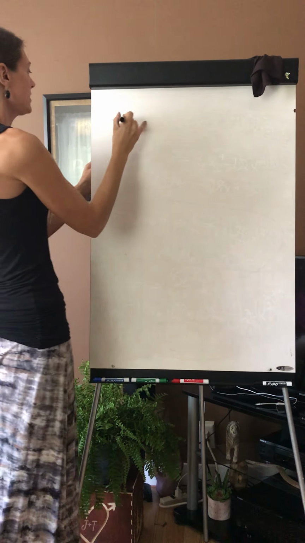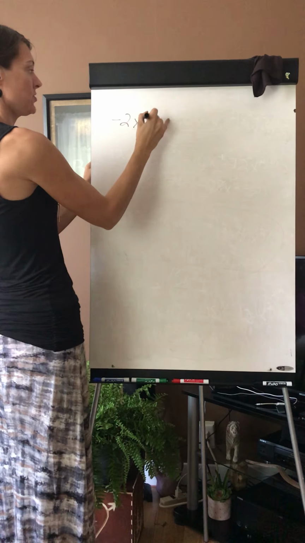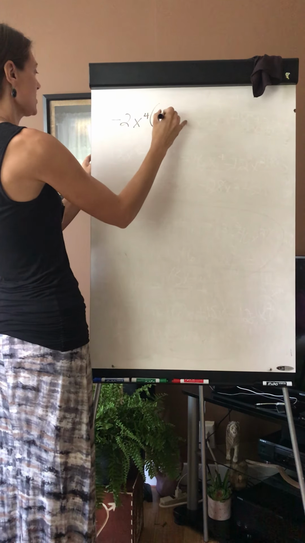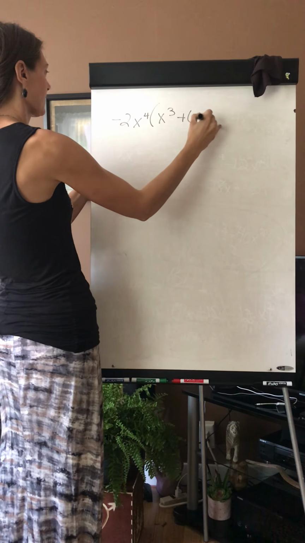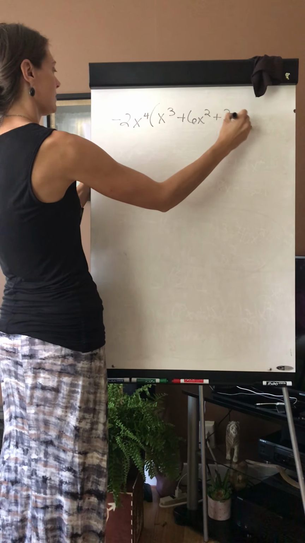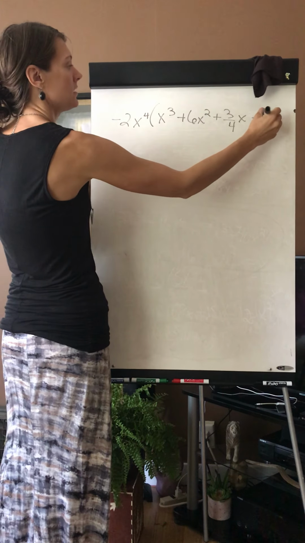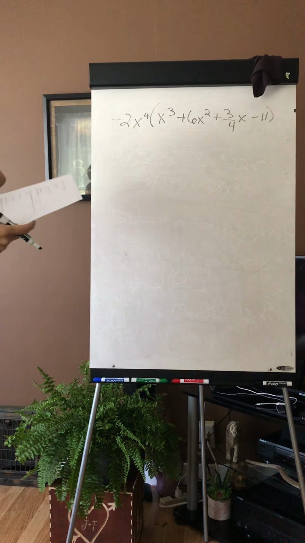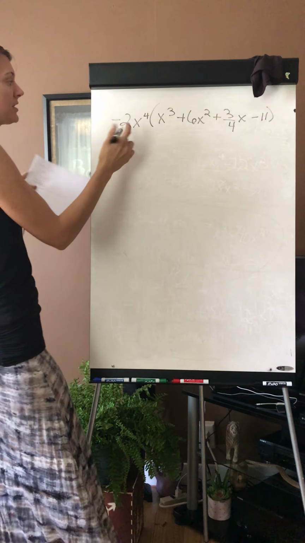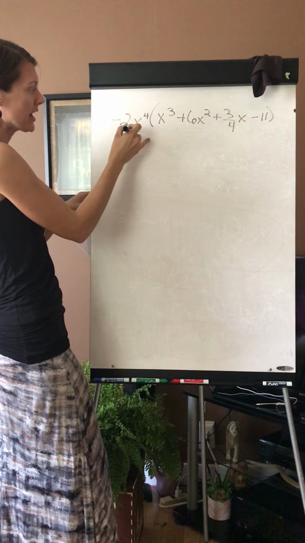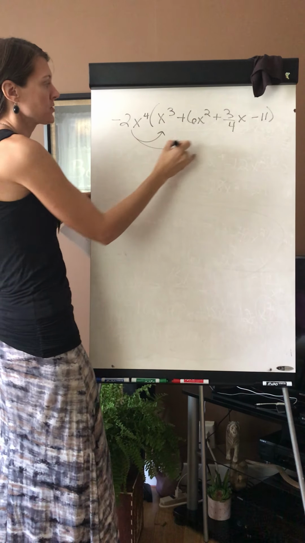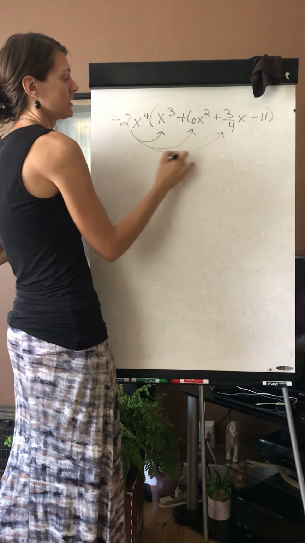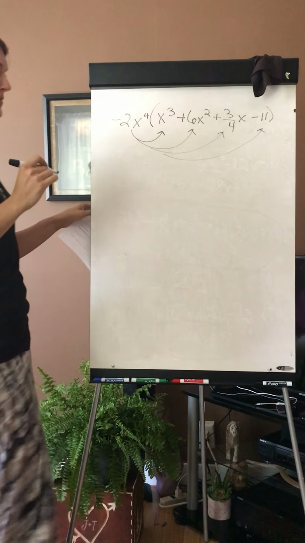Okay, so this one only has a monomial, so just a single term out in front of your parentheses. And I threw in a fraction for fun. So what we're going to do in this particular instance is distribute. So I'm going to take this term outside the parentheses and multiply by every term inside the parentheses.